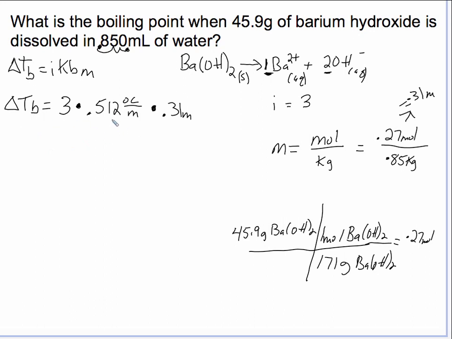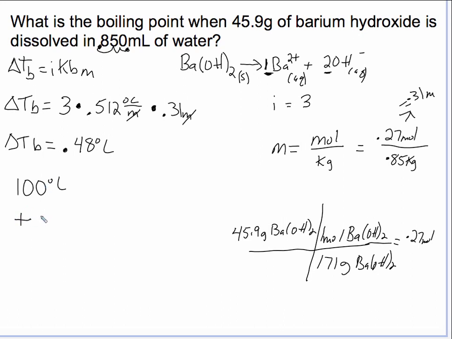So now I'm going to multiply 3 times 0.512 times 0.31. Notice the molalities cancel and you get degrees Celsius. So the change in temperature boiling, if you do all this math, it's going to equal around 0.48 degrees Celsius. Now you have to memorize the boiling point of water. The boiling point of water is 100 degrees Celsius. But this calculation that we just did said that when we put this compound in water, it's going to elevate its boiling point by 0.48 degrees Celsius.